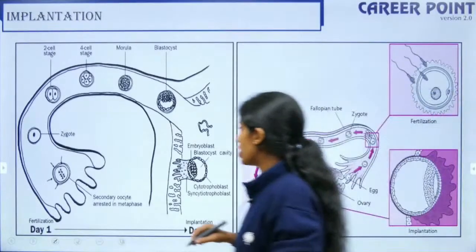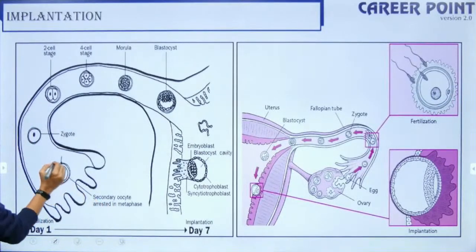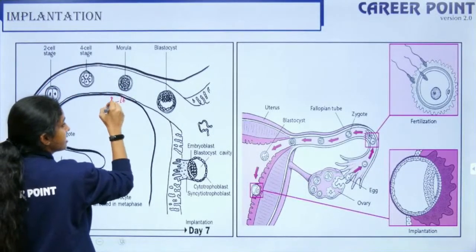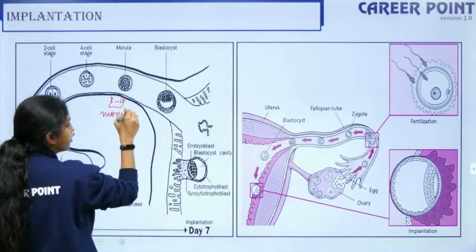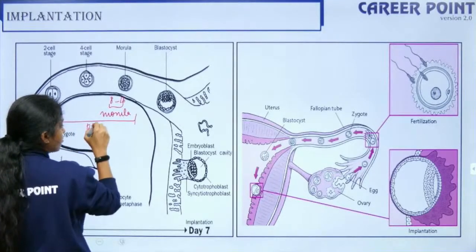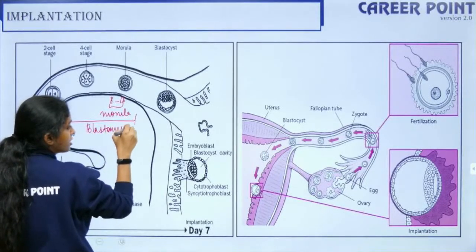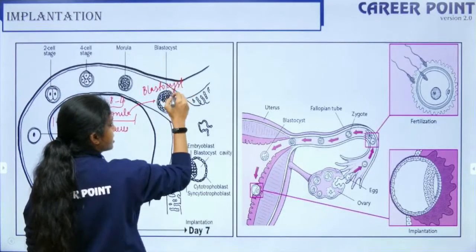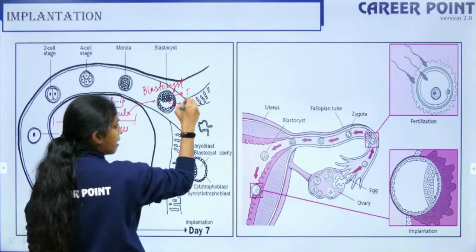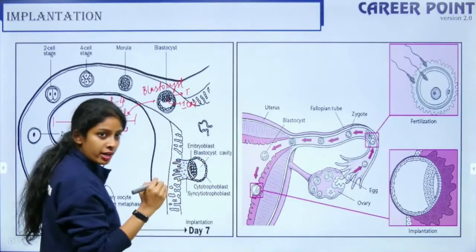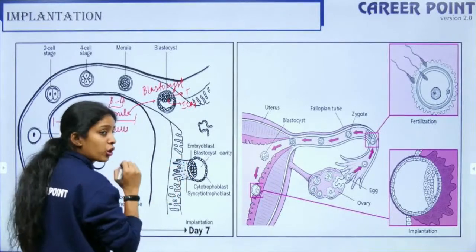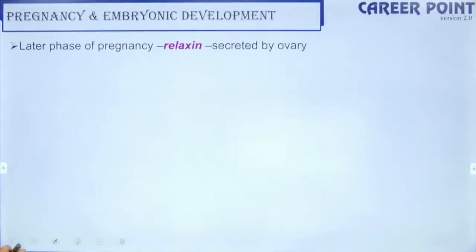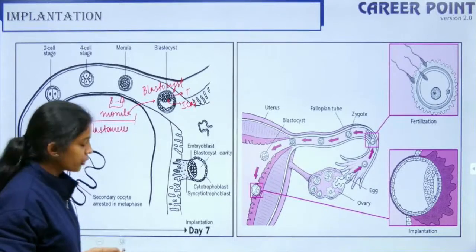So this is how implantation happens, if you can see. The secondary oocyte is released, the zygote is formed, then the 2-cell stage, 4-cell stage. The 8 to 16 cell stage is your morula. This entire division is known as the blastomere. After the morula stage, it forms the blastocyst, which has a trophoblast and an inner cell mass. It quickly gets implanted here, right? It forms finger-like structures, the chorionic villi, which develop into the placenta. So this is how implantation happens. Pregnancy and embryonic development I will continue in the next class.